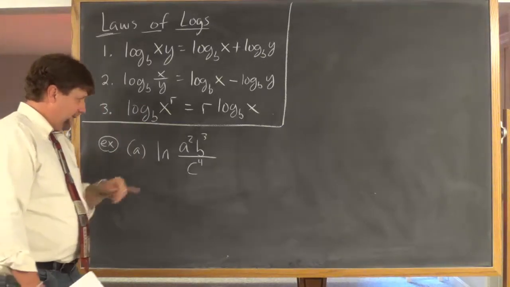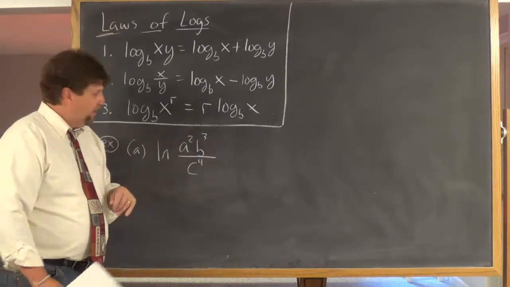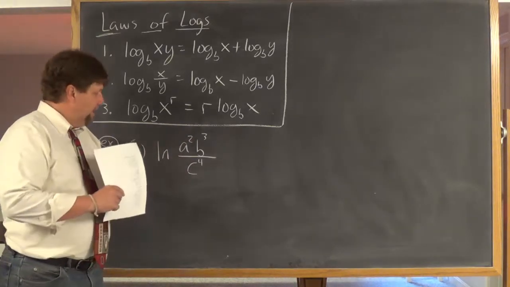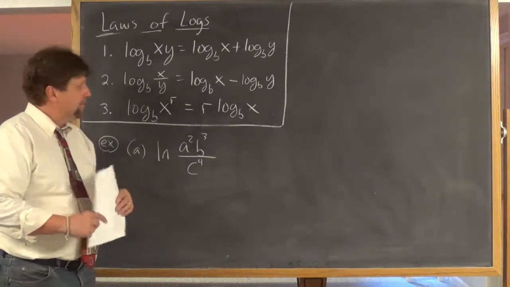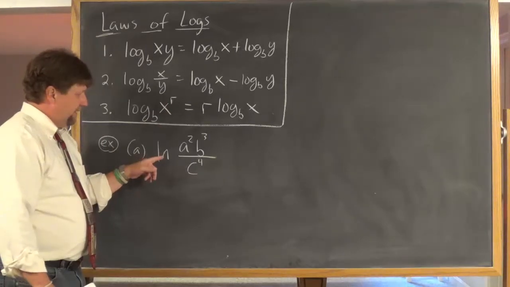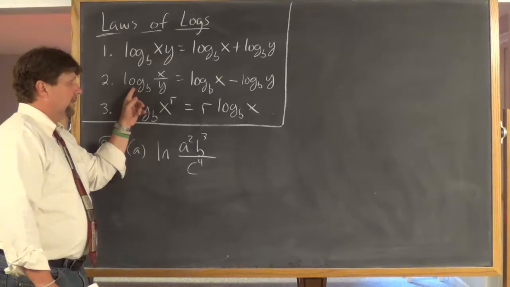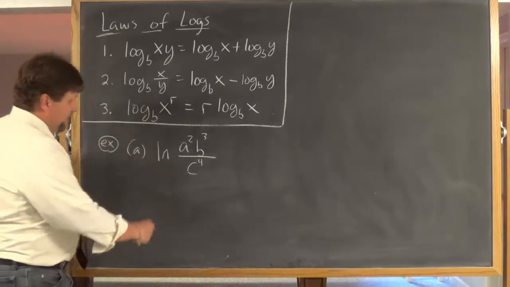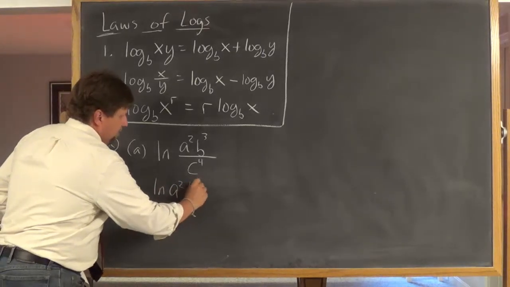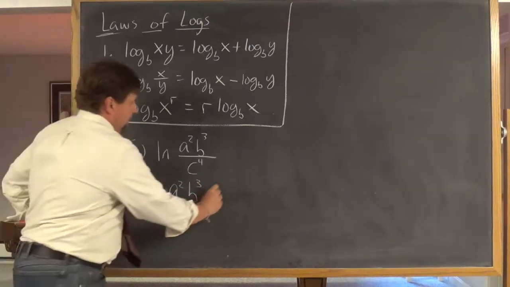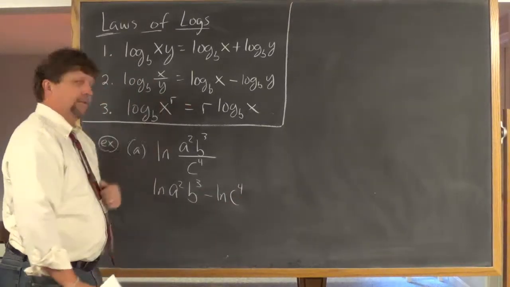So the first one I have here is the natural log of a squared b cubed over c to the fourth. And our goal is to expand it out as far as we can using these properties of logarithms. Well, the first thing I notice is I have the natural log of a quotient. So I can use logarithm law number 2 to rewrite this as the natural log of a squared b cubed minus the natural log of c to the fourth. So that's using number 2.